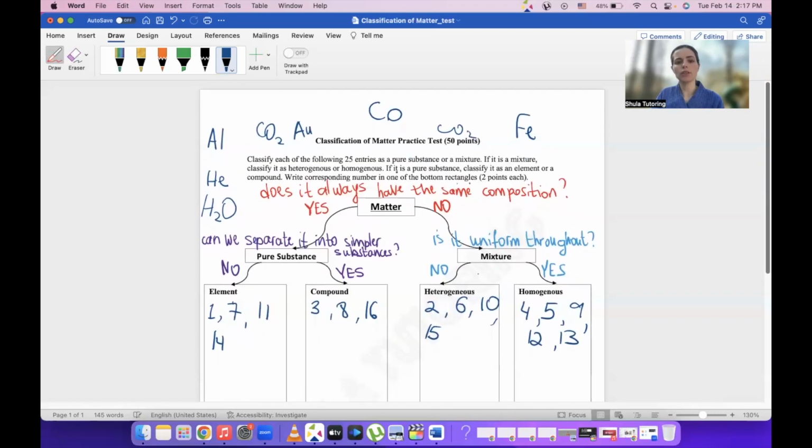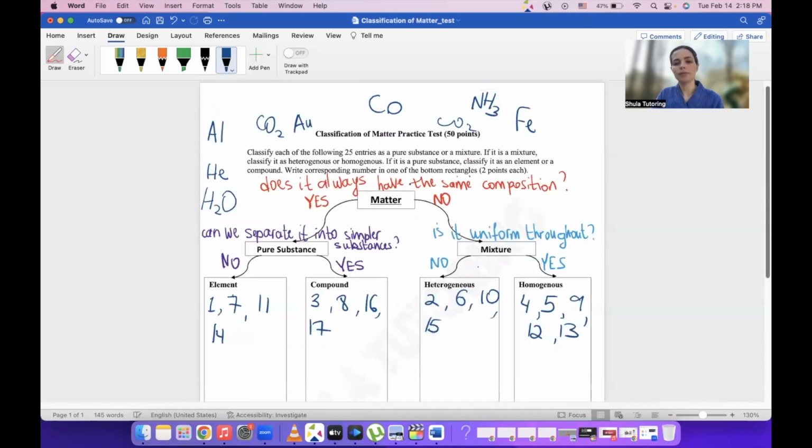Ammonia, NH3. Does it always have the same composition? Yes, ammonia is ammonia. Can we separate it into simpler substances? Well, it's two types of atoms together. It's nitrogen and hydrogen. So technically, we could separate ammonia into nitrogen atoms and hydrogen atoms. So that's a compound. Number 17, coffee.